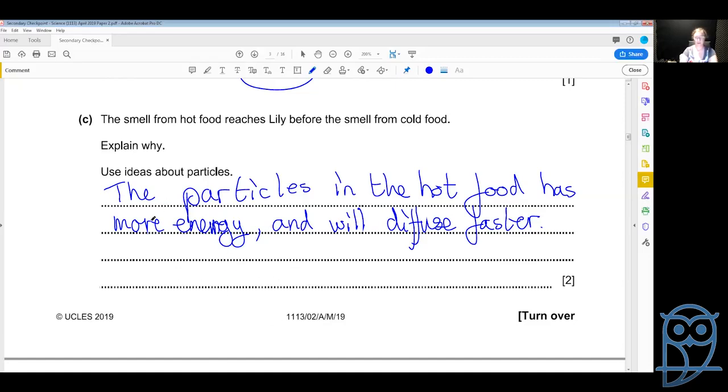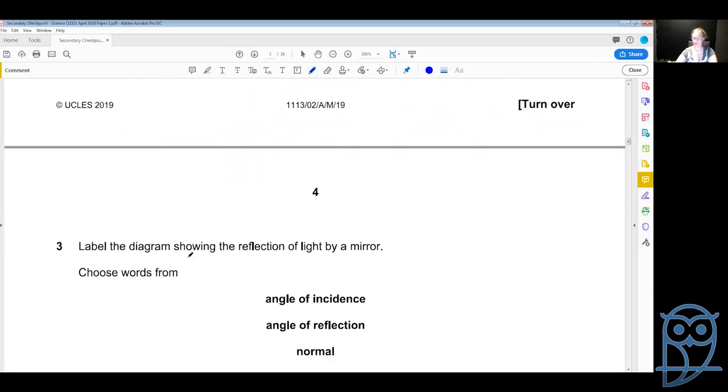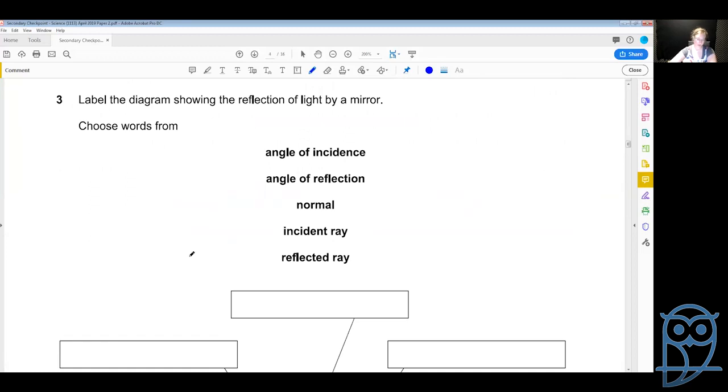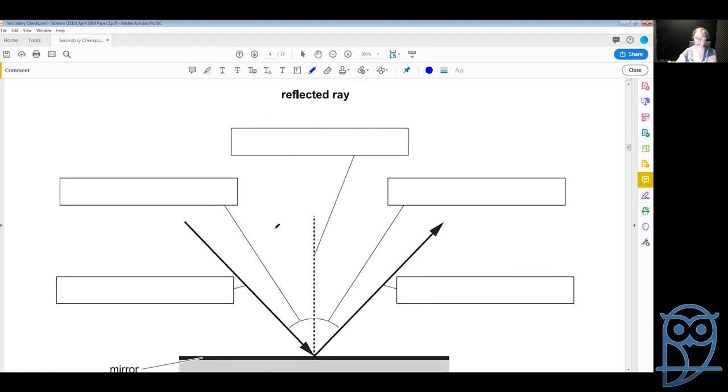Okay, you can continue here by saying the particles in the cold food have less energy and will therefore diffuse slower. Okay, question 3 says, label the diagram showing the reflection of light by a mirror. Choose from these words: angle of incidence, angle of reflection, normal, incident ray, and refracted ray.